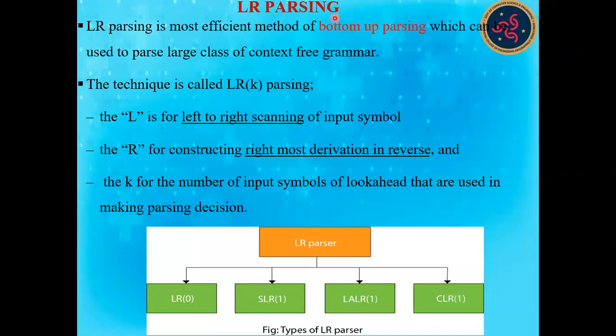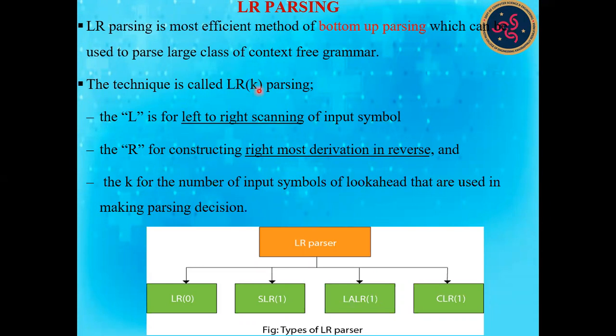So about LR parsing. It is also a bottom-up parsing. It is the most efficient method of bottom-up parsing, and it can be used to parse a large class of context-free grammars. And why the name LR parser? Because the scanning is done in the left to right direction. The input symbols are scanned from left to right, and the R means it is constructing the rightmost derivation in reverse.